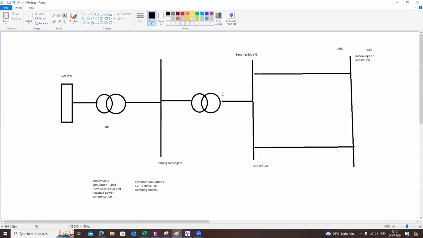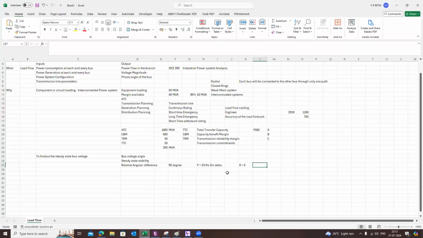So when the power flow is established between these two sources, there should be an angle difference between the sending end and the receiving end voltage. That means there should be an angular difference between the sending end voltage and the receiving end bus voltage for the power to flow. Otherwise, the power will not flow. Here we can make a statement about the sine delta, which is basically delta 1 minus delta 2.